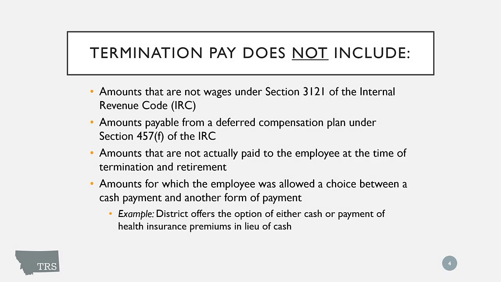Termination pay does not include amounts that are not wages under Section 3121 of the IRC, amounts payable from a deferred compensation plan under Section 457F of the IRC, and amounts that are not actually paid to the employee at the time of termination and retirement. It also does not include amounts for which the employee was allowed a choice between a cash payment and another form of payment, such as the district offering the option of either cash or payment of health insurance premiums in lieu of cash. That does not qualify as termination pay.